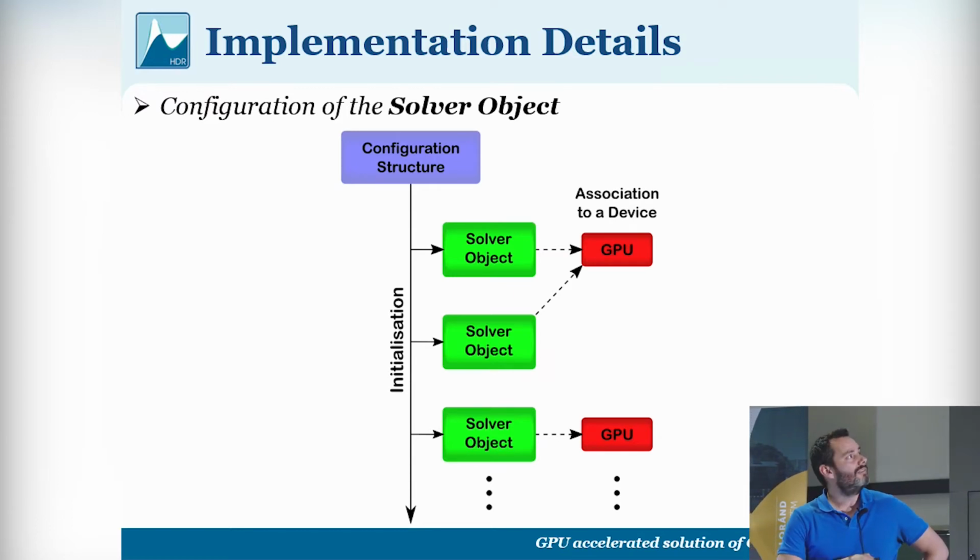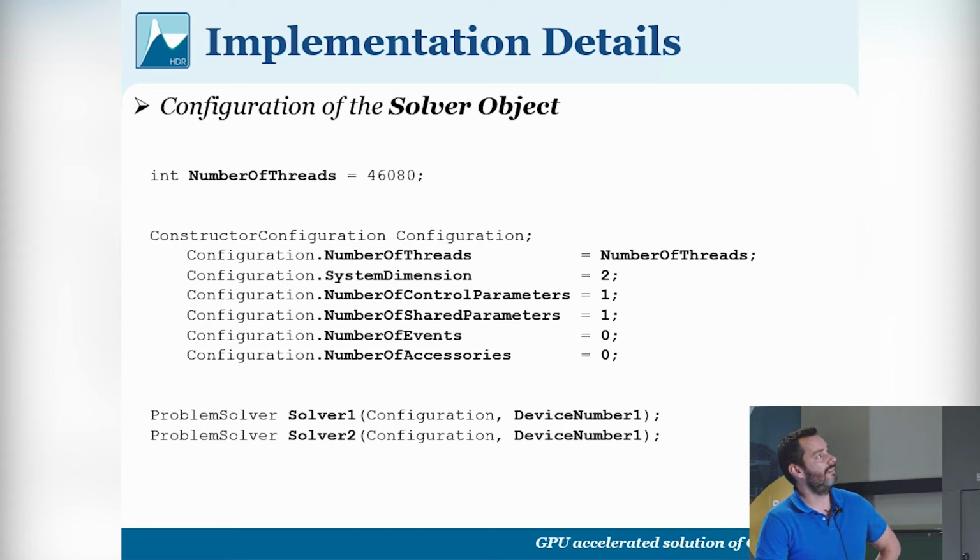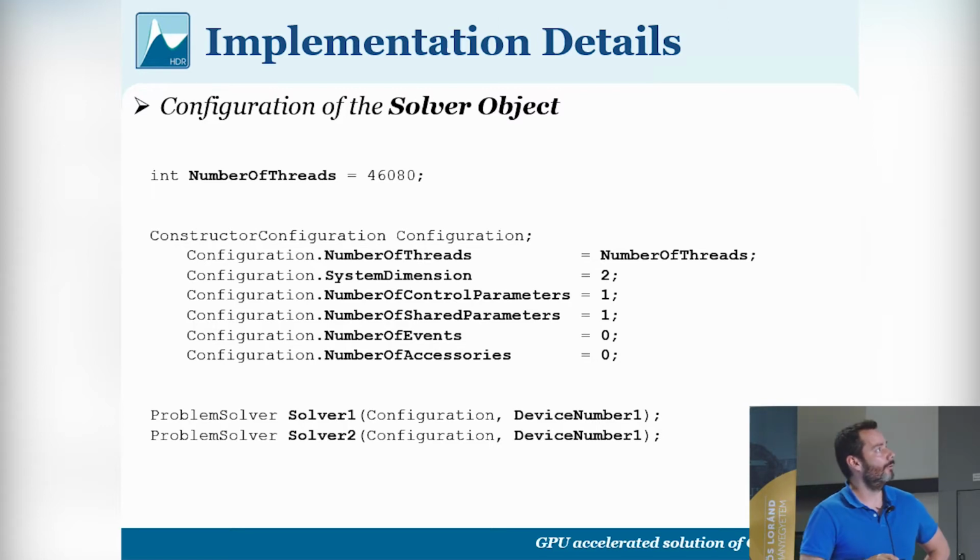Okay, how does this process work in reality? Here we can see a very simple code snippet. I set the number of threads to a certain number. After that, I collected the important basic information related to how much memory we have to allocate on the CPU and the GPU side. So I had to specify the number of threads, the system dimension, how many control parameters we have, how many shared parameters we have, how many events we would like to detect, and how many accessories we have. These are the user programmable parameters.